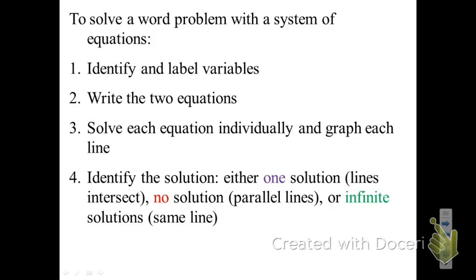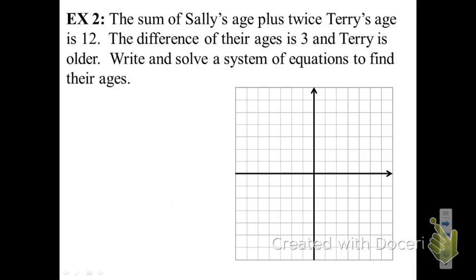The fourth step is to identify the solution. You'll either have one solution if they cross, no solution if they're parallel, and infinite solutions if it's the same line. When you're solving word problems, most likely you will get one solution because you're trying to figure out the answer for both equations. The last one is to interpret the solution. So if you get 5, 2 as your solution, does that mean 5 cookies or does that mean 5 pizzas? Make sure you understand what your answer represents.